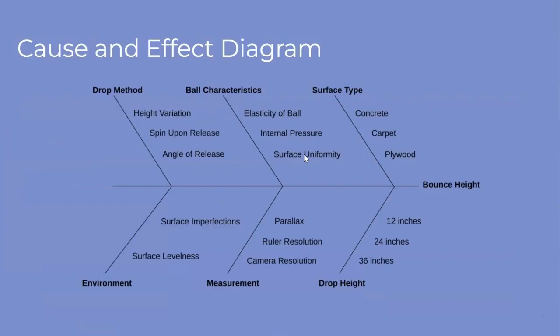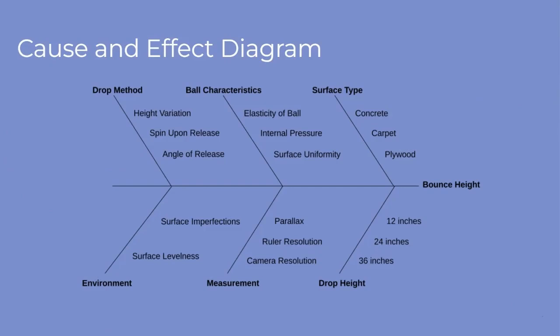The cause and effect diagram, which as you can see is here, the causes were the drop method, the ball characteristics, the environment, how we measured it, the surface type, and the drop height. Some of the important things were obviously the surface type and the drop height. Those are our 2 main factors.